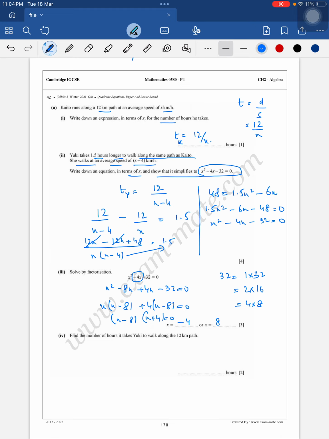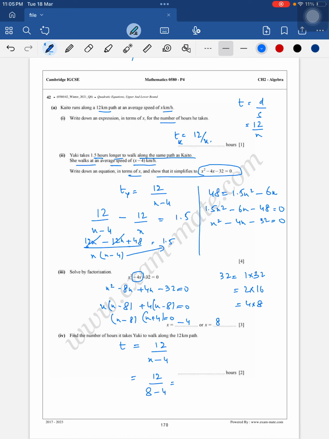Find the number of hours it takes Yuki to walk along the 12 kilometers path. Now Yuki time was t is equals to 12 upon x minus 4. So 12 upon, I will be taking the value of x as positive, because x, that was speed, cannot be negative. So I will be taking 8 value. I cannot take minus 4 because speed cannot be negative.